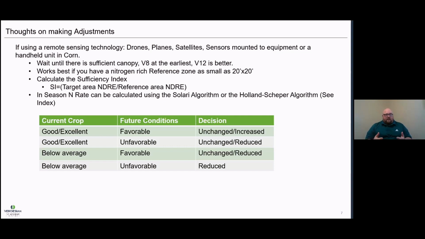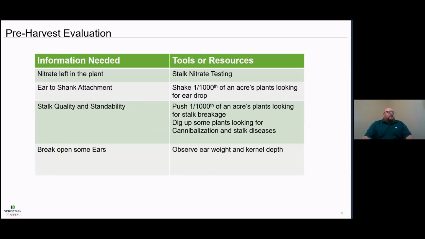Those are some of the ways I look at this from both a technical standpoint and kind of this good, excellent, what current conditions, what future conditions are, and what my decision tree looks like going forward. So then after we made that final nitrogen application, we're after R3 and there's nothing more we can do from a nitrogen standpoint, we really want to start looking at how that impacts the end of the season. So you want to do things like stock nitrate testing, right, to see how much nitrogen we've left in the stock and how much we've potentially moved to the ear.